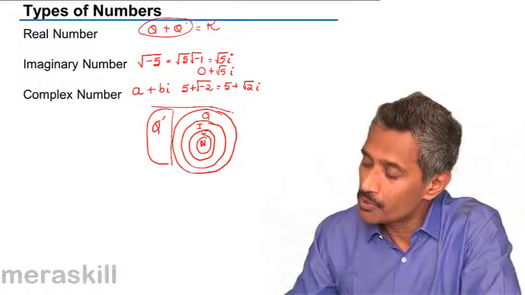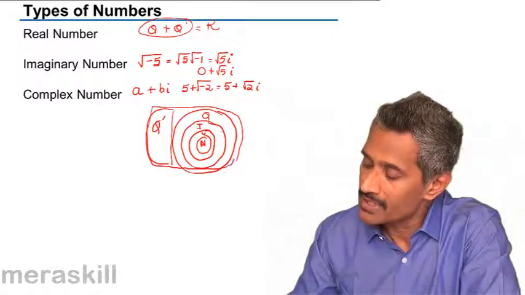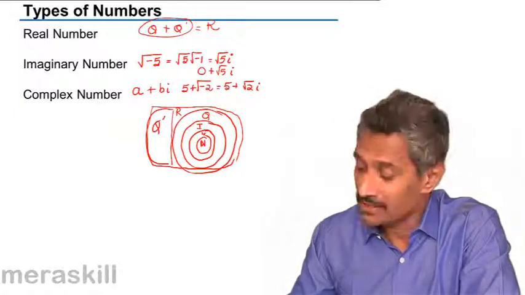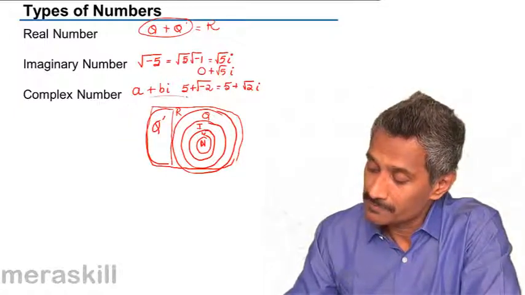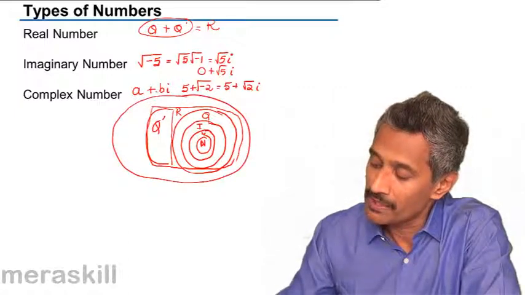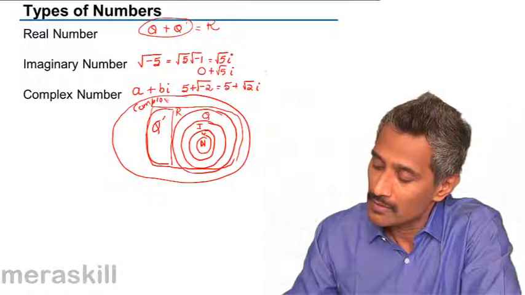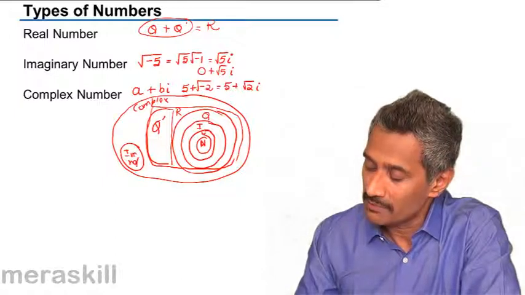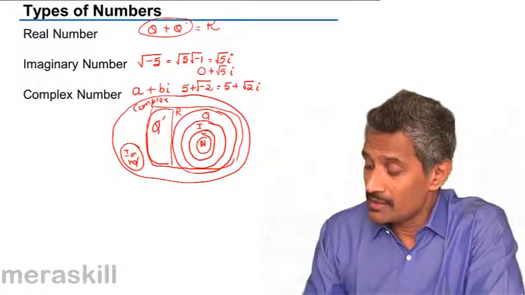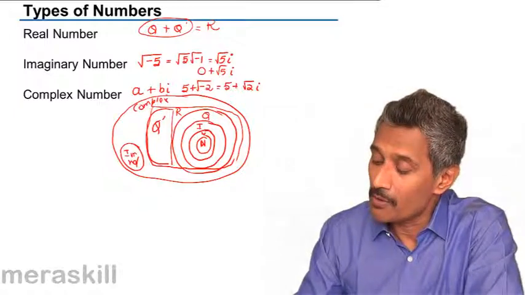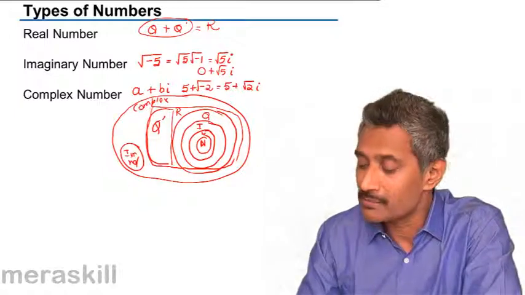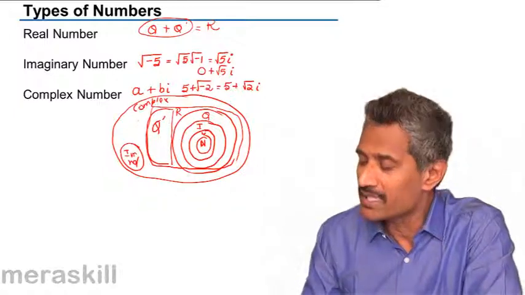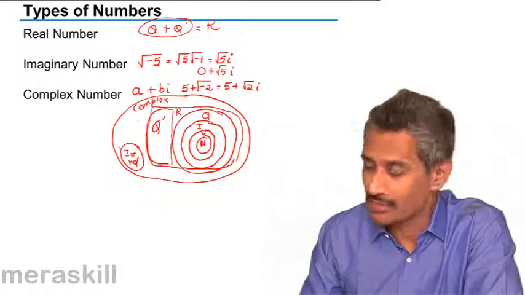And these two put together, Q and Q dash, form the set of real numbers. And beyond that, here you have the complex numbers. And within complex numbers, you have the set of imaginary numbers. So an imaginary number is a complex number, but there are many numbers which are complex but not imaginary. So this is the way we can roughly understand the basic set of numbers.